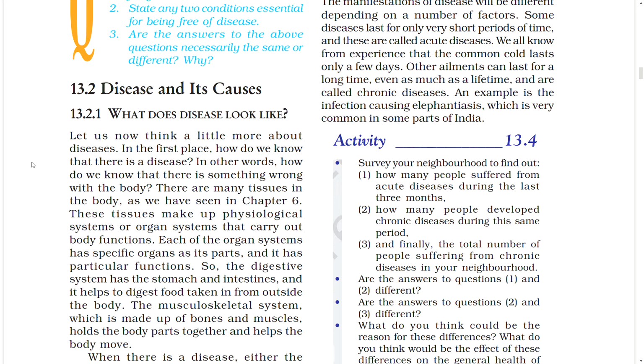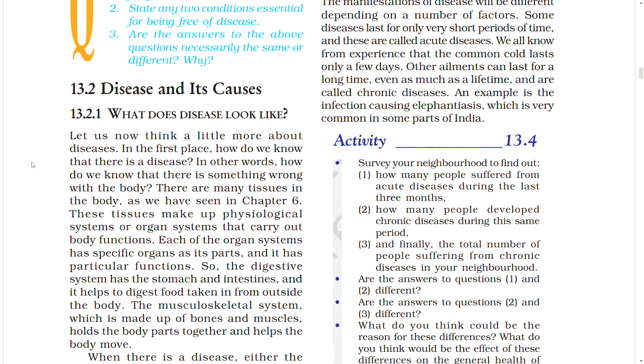13.2. Disease and its causes. 13.2.1. What does disease look like? Let us now think a little more about diseases. In the first place, how do we know that there is a disease? In other words, how do we know that there is something wrong with the body?